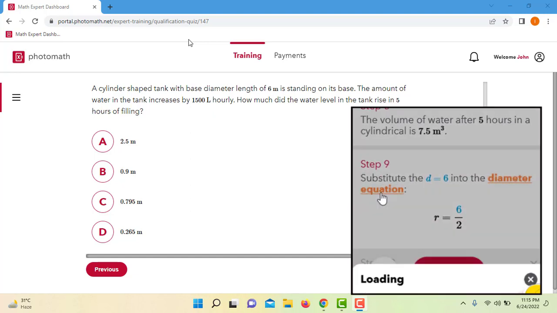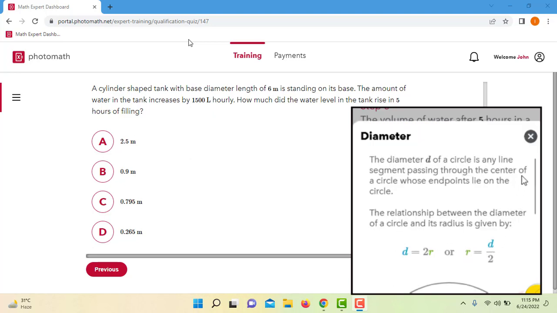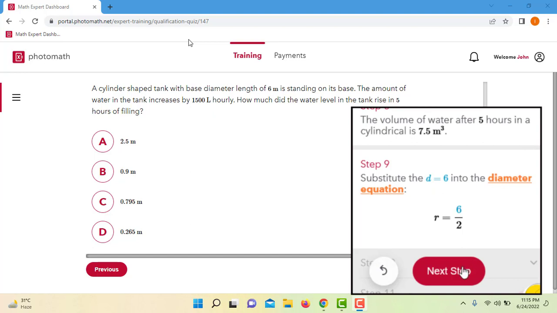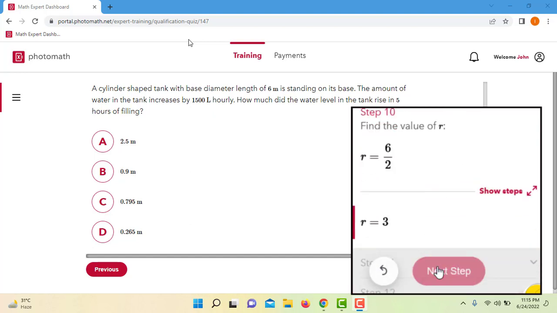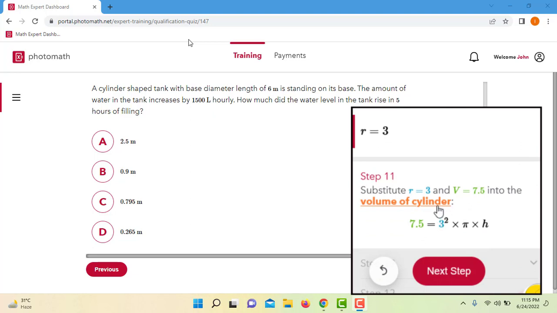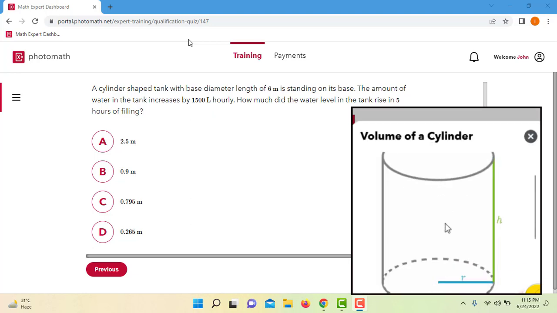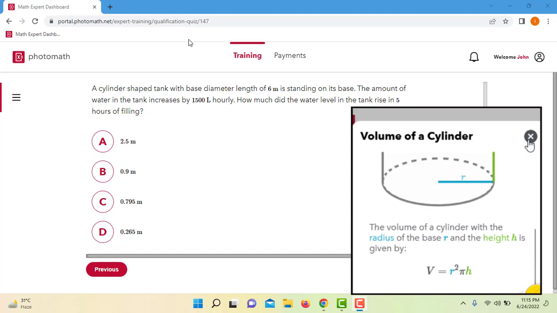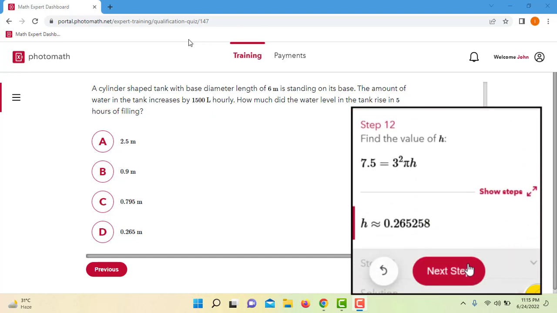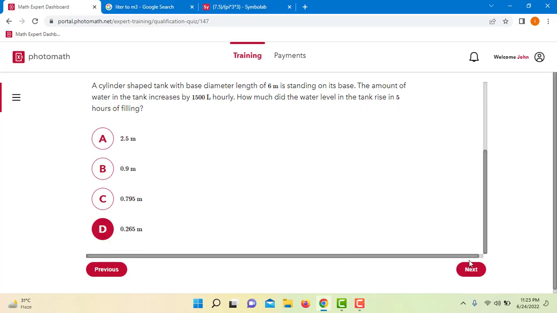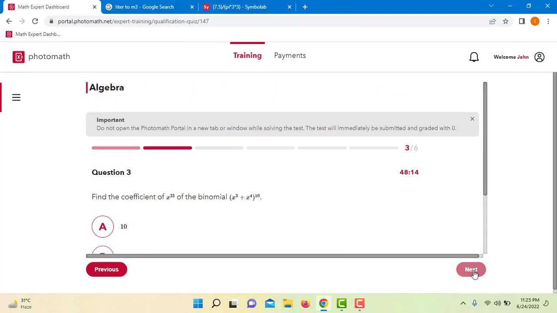The next step is to find the radius from the diameter. The formula of the radius is half of the diameter. Therefore, substitute the value of diameter and the value of the radius is 3 meters. Now substitute the value of radius and volume into the volume formula to find the height of the tank filled with water in 5 hours. After solving, the value of water level is 0.265258 meter. Therefore, from the given options, the last option D is the correct one. Click on the next button.